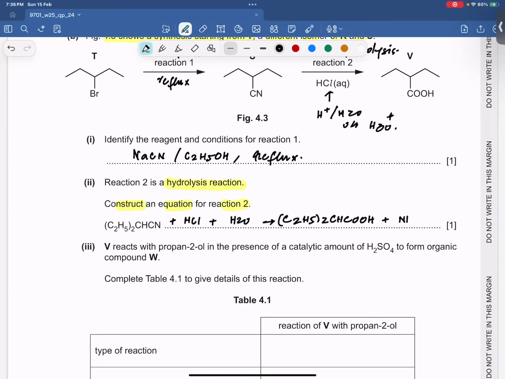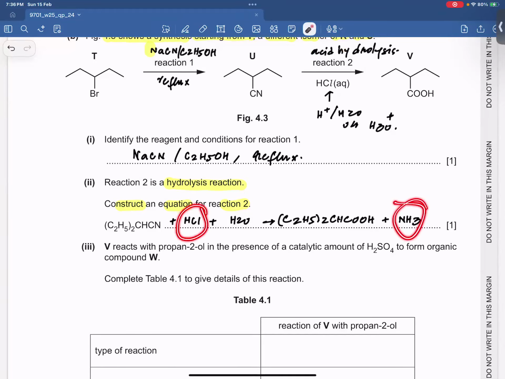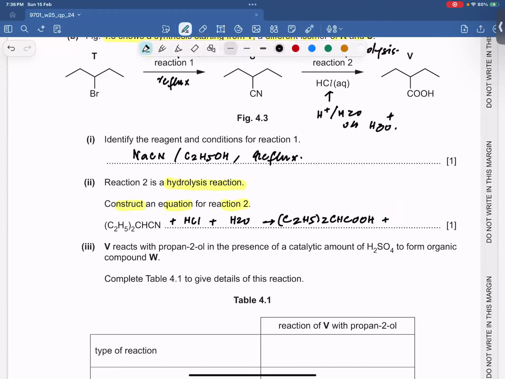So ammonia is basically an alkali. This alkali reacts with HCl to give ammonium chloride. So the final product is not ammonia. Technically, the final product is going to be ammonium chloride. My God. So we have two ethyl groups here, two ethyl groups here, ethyl balanced. We have COOH here, we have COOH here, that's balanced. We have one nitrogen here, we have one nitrogen here, balanced.